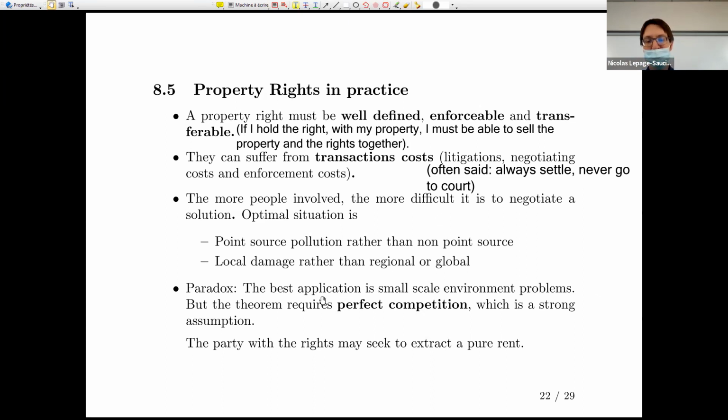And so there is a paradox there. The best application is small scale environmental problems, but for the theorem to work well, it requires perfect competition. It requires that people take the market price as a given. So for perfect competition to work, you must have many sellers of rights and many buyers of rights.